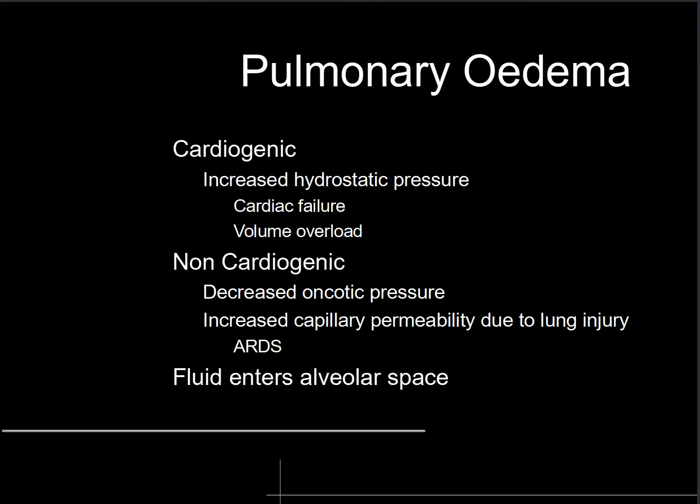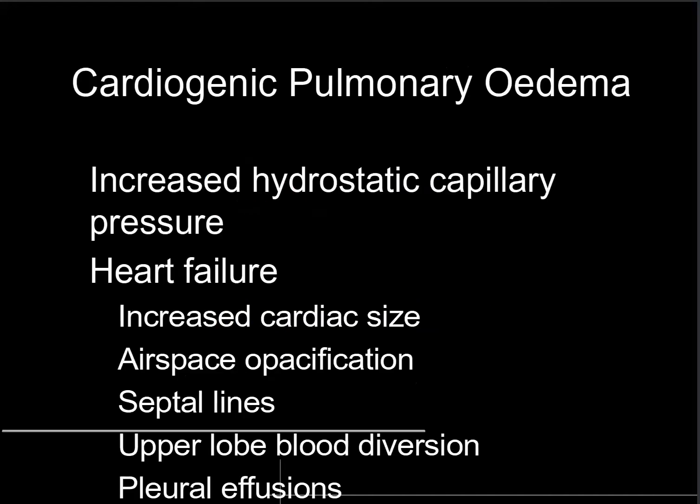Let's talk about cardiogenic pulmonary edema first. You have increased hydrostatic capillary pressure. This happens in heart failure, where your venous return is impaired because your heart can't pump the blood out quickly enough. You can see on a chest x-ray you get increased cardiac size, you get airspace opacification, you get something called septal lines, which we'll talk about. There's upper lobe blood diversion, so blood is diverted to the more aerated portions of the lung, which are the upper lobes, and eventually the fluid leaks out and you get pleural effusions. Let's have a look at an example.